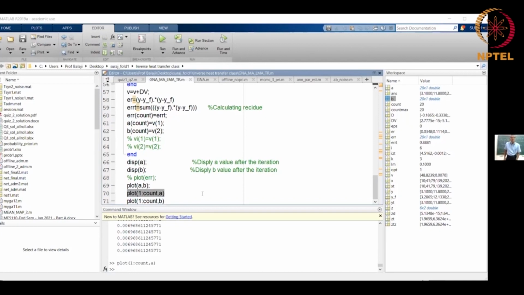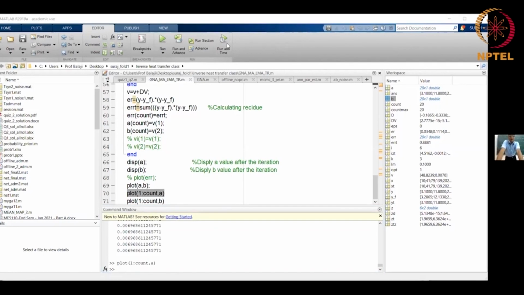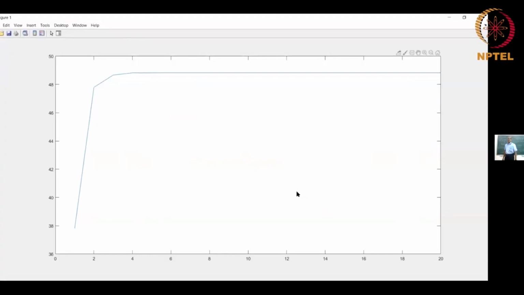Plot A versus iteration, sir. I cannot see. Can students see that plot? I'm seeing only your code, Suraj. Oh, okay, sir, I'm sharing. You show the plot. Very good. There you are. Now you can see that within the fourth iteration itself, it has converged to 48 point something. So what is the solution, Suraj? A is 48, sir.